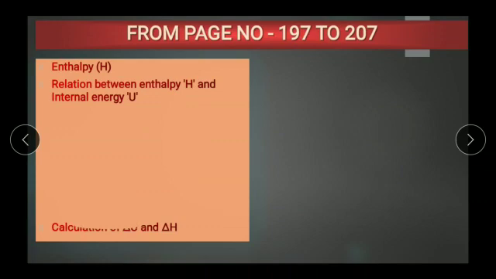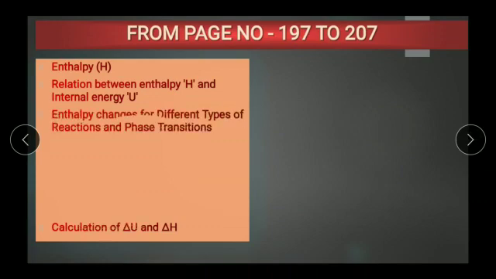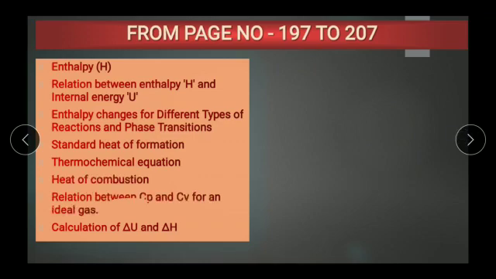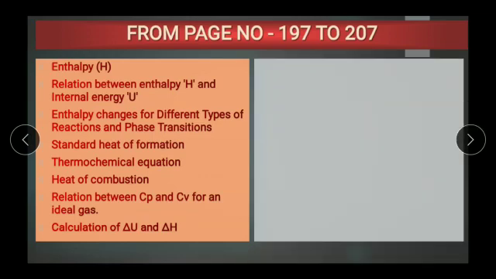Under the thermodynamics pages 197 to 207, we are going to discuss these concepts. First, enthalpy; second, the relation between enthalpy H and internal energy U; the enthalpy change for different types of reaction and phase transition. Then standard heat of formation, thermochemical equation, heat of combustion, relation between Cp and Cv for an ideal gas, then calculation of del U and del H.